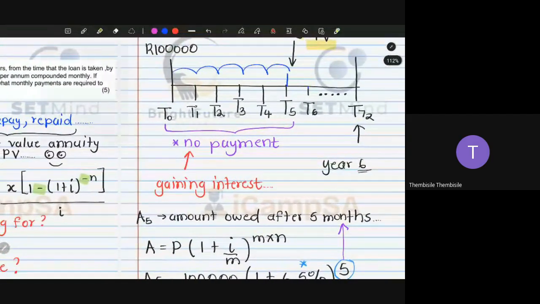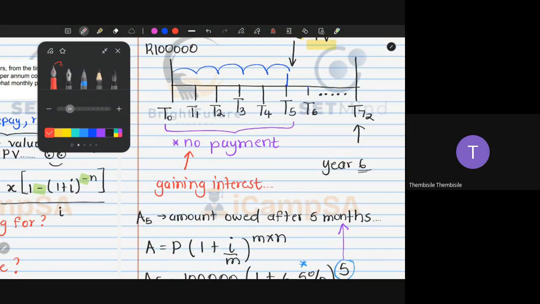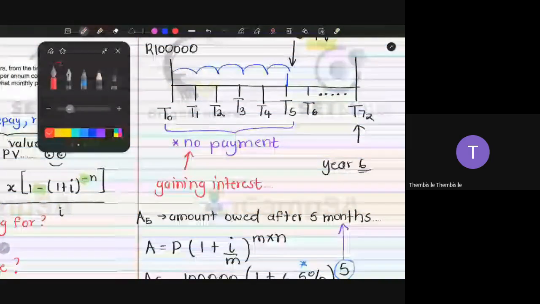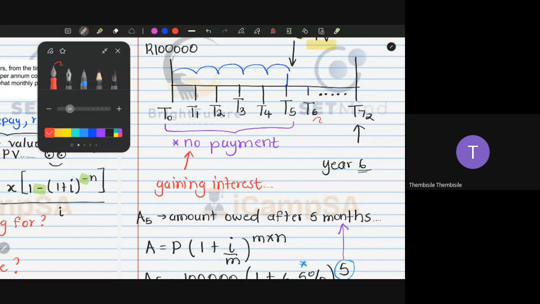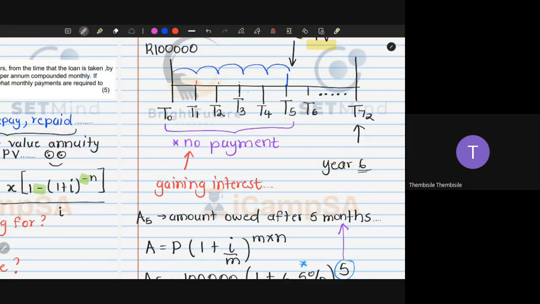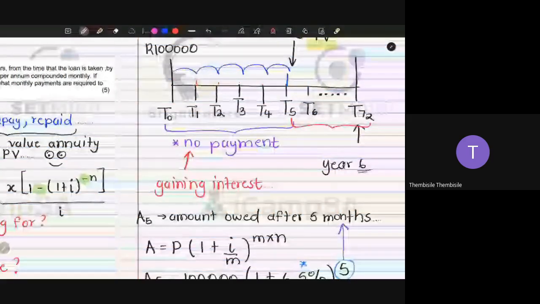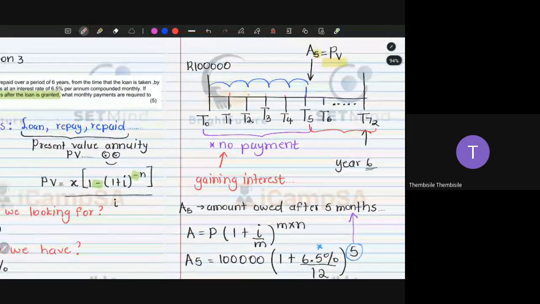Remember that we stayed not paying for 5 months. So we are going to start paying on month number 6. So that is the end of the first month, end of the second, third, the fourth, the fifth. Okay. So we're going to start paying from here up until there. So how many payments do we need to make, guys? Or how many months are between 5 and 72?